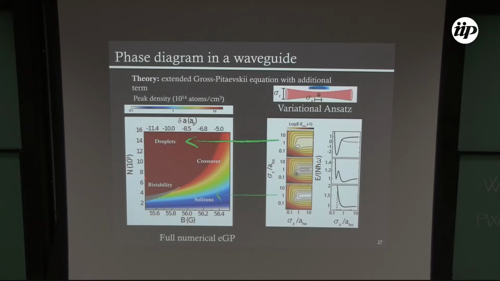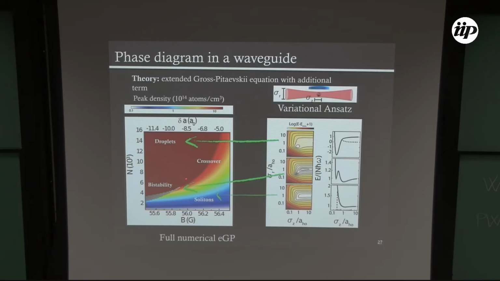So what you observe here is the magnetic field or interaction strength as a function of atom number. The color plot is the density. And what we observe is that we have low density solutions, and using the variational ansatz, we observe that the size of these solutions is on the order of the harmonic oscillator length. Therefore, we call these solitons. We also have high density solutions, and in our variational ansatz, the size of these high density solutions is below the harmonic oscillator length. So this is what we identify as droplets.